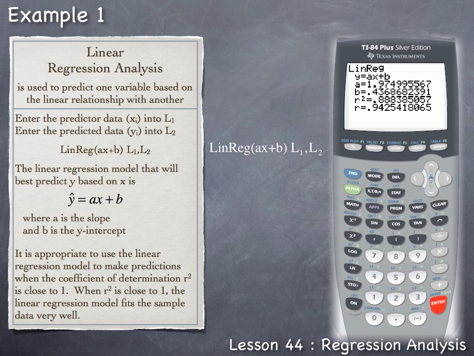So the linear regression model that will best predict y based on x is given by y hat equal to 1.975 times x plus 0.437. Here, the slope a is 1.975 and b, the y-intercept, is 0.437. Now, in order to determine if it's appropriate to use this regression model to make a prediction, we need to know the value of r squared, the coefficient of determination. Here we see that the r squared rounds off to 0.888.